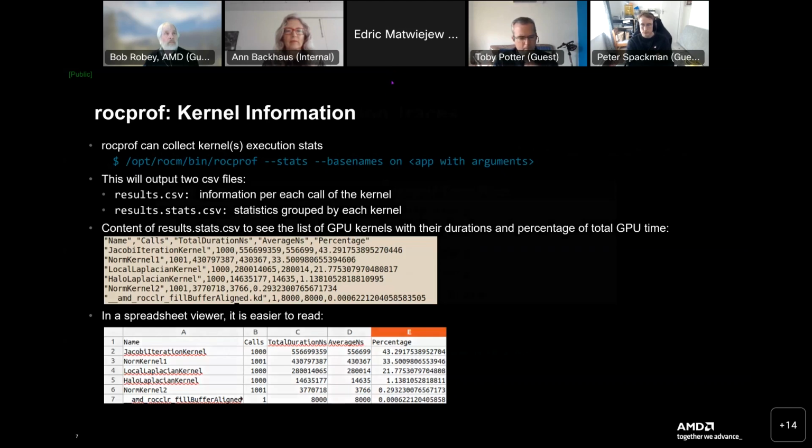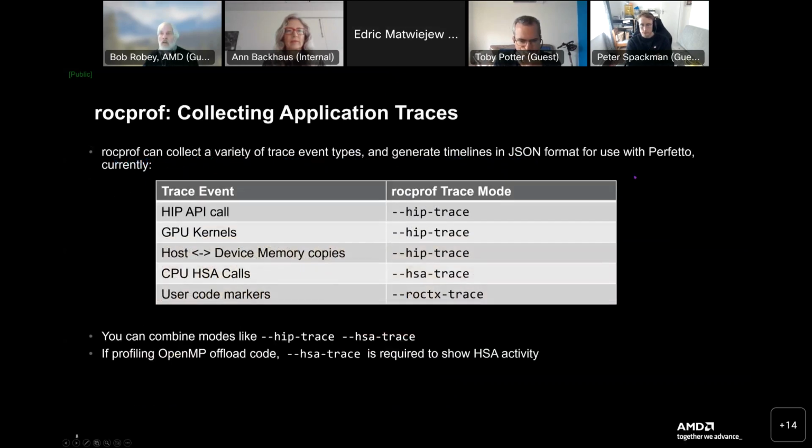As I was saying earlier, you can select different levels to get information from. HIP trace, if you're programming in HIP or higher level languages. If you want to get to the lower level, you can use the HSA trace. And you can use combinations of these. And for OpenMP offload, HSA trace is recommended.